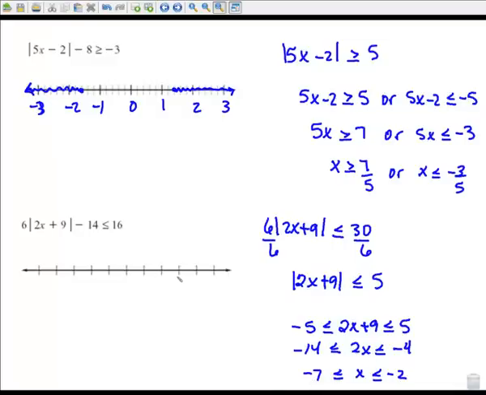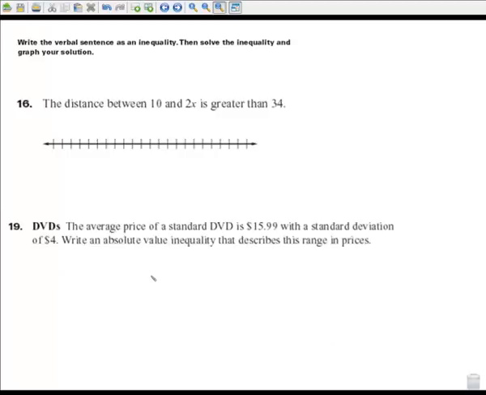So I have a negative 7 and a negative 2. So let's just start here at 0, negative 1, 2, 3, 4, 5, 6, 7. And they're both closed, and I shade in between. All right, here's some application. It says write the verbal sentence as an inequality, then solve the inequality and graph your solution. So the distance between 10 and 2x is greater than 34.